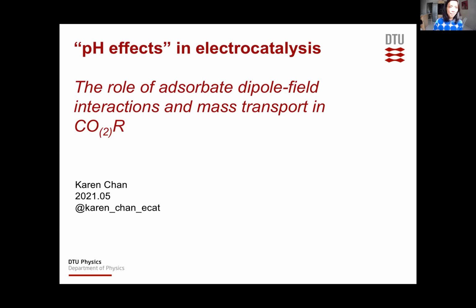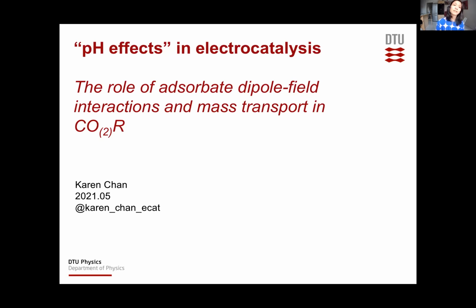And so what I'm going to address in my talk is what I will define as pH effects in electrocatalysis. And what I mean by that are electrocatalytic activity that do not depend on a reversible hydrogen electrode scale, and that deviates from what we might expect from a simple computational hydrogen electrode model.